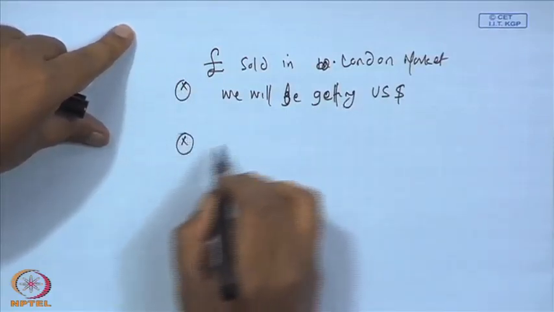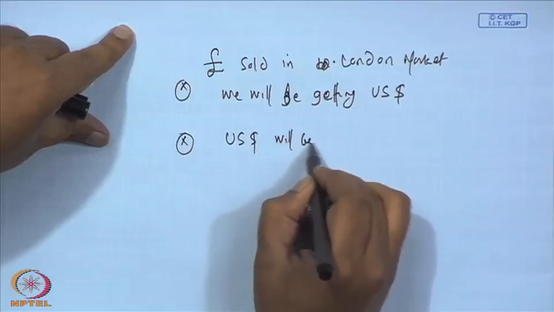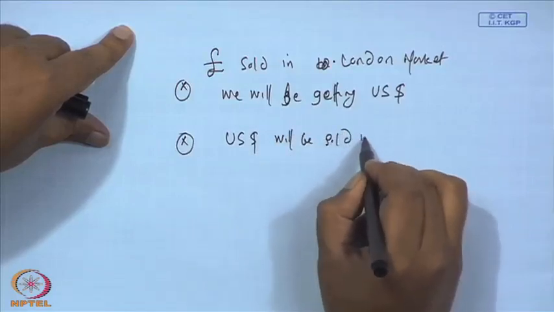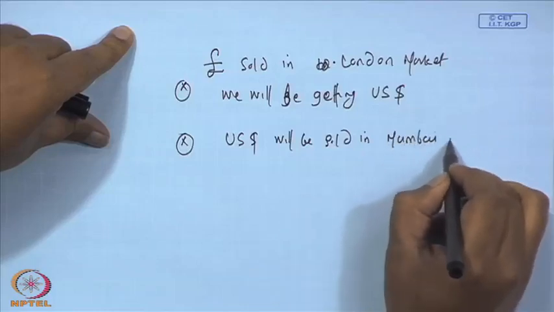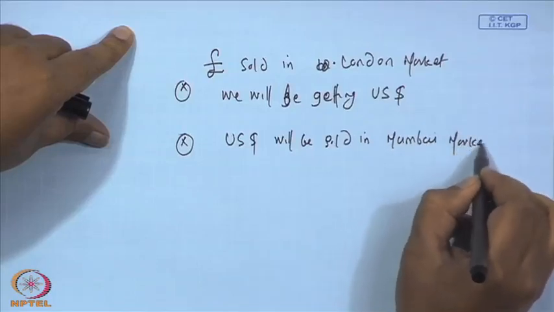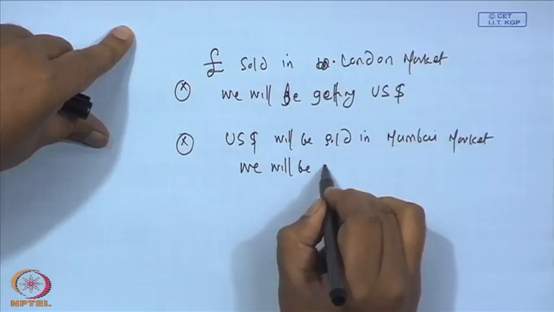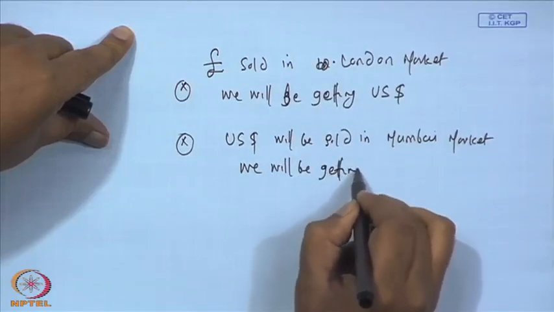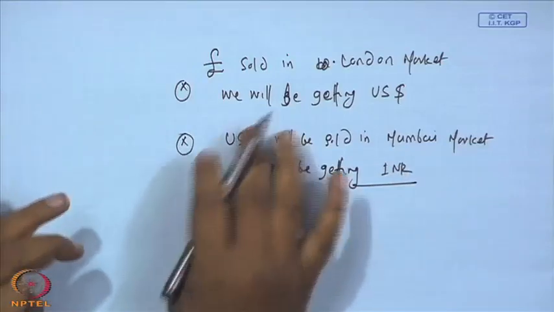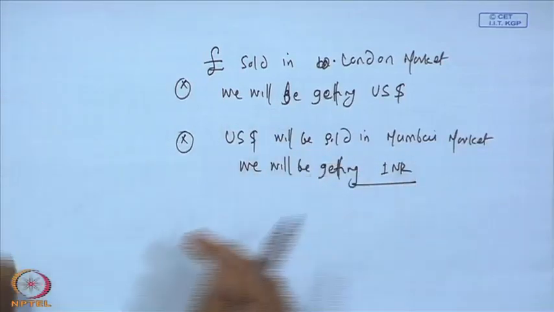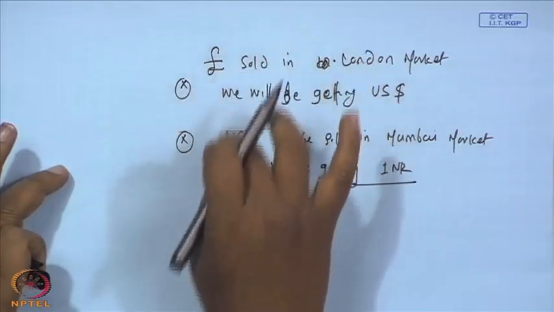Second step, the US dollar will be sold in the Mumbai market, and we will be getting INR, Indian rupee, and all these transactions take place after 1 month, not now. So, there is a cross currency forward rate.